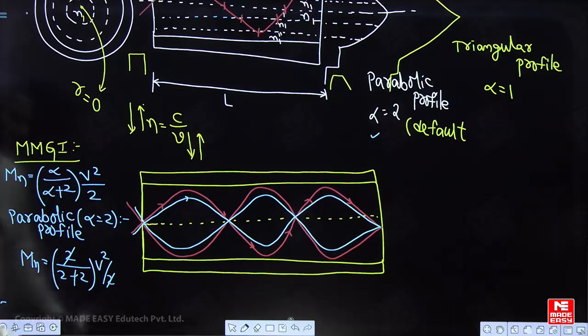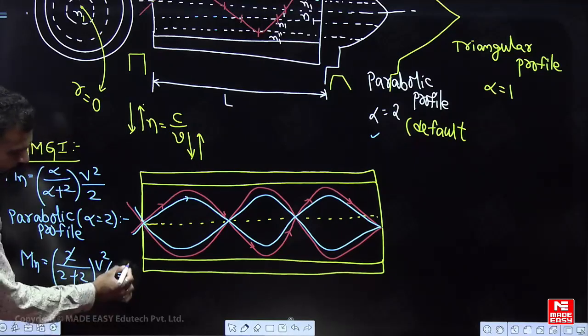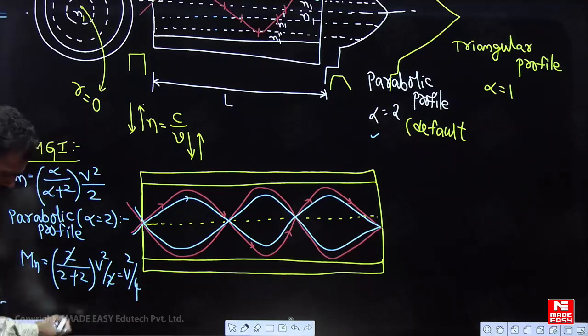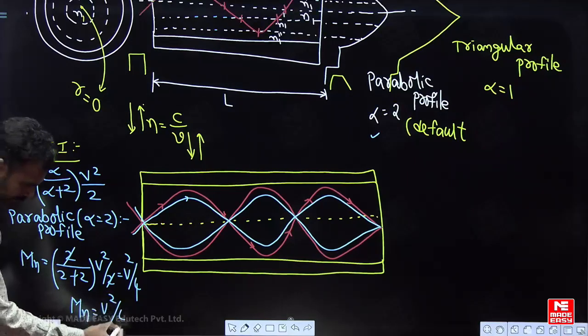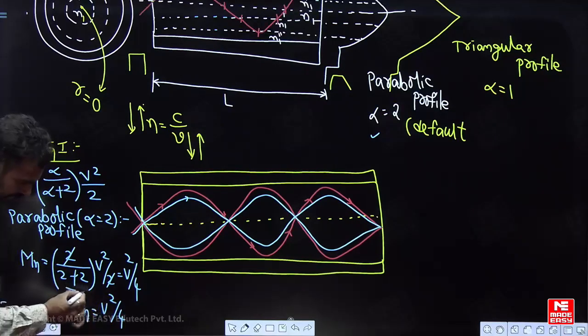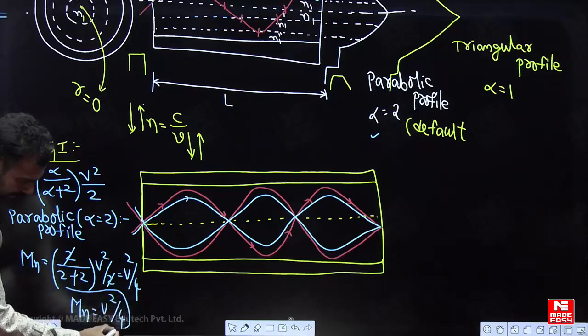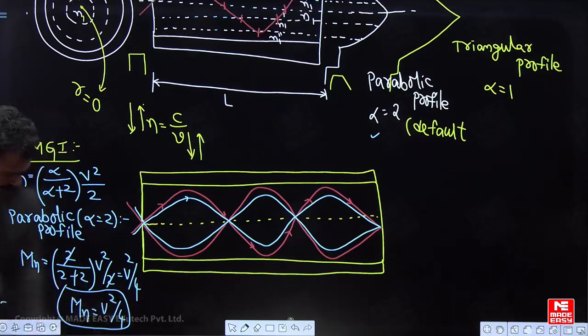These two values will get cancelled out and that value is equal to V square by 4. For a parabolic profile, the number of modes we have is V square by 4, which is called MMGI.